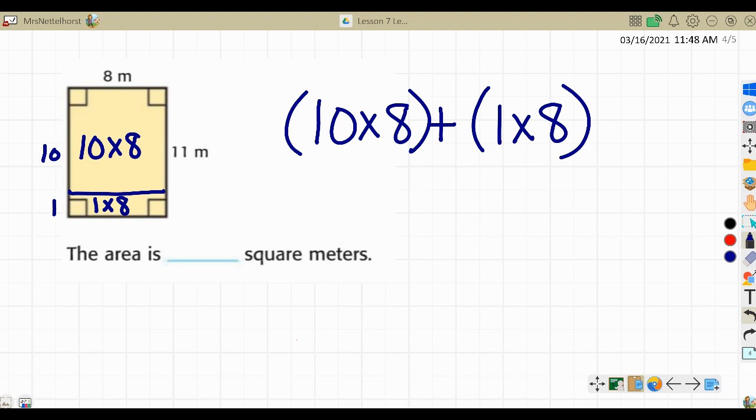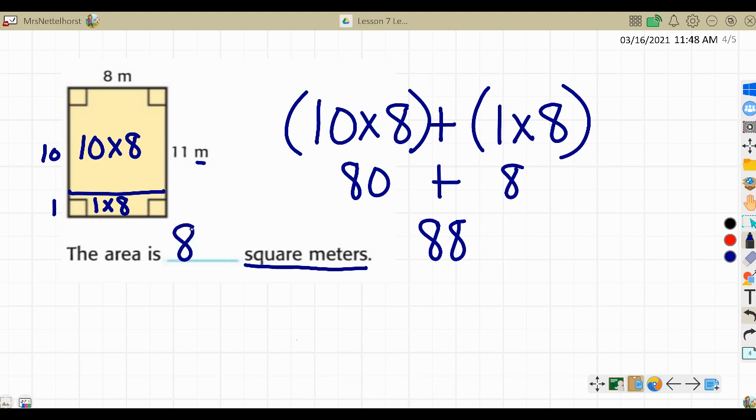And now I'm going to solve it. 10 times 8 is 80, plus 1 times 8 is 8. And this one I can just do in my head. I don't need to stack it. 80 plus 8 is 88. And my label was meters, so they already told me that it's square meters. So the area is 88 square meters. That is how you use distributive property to help you solve area problems.